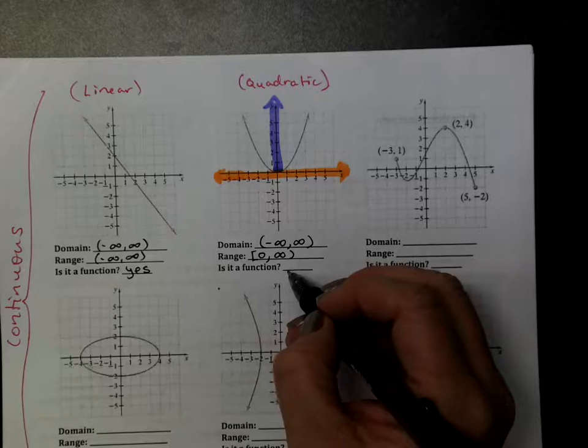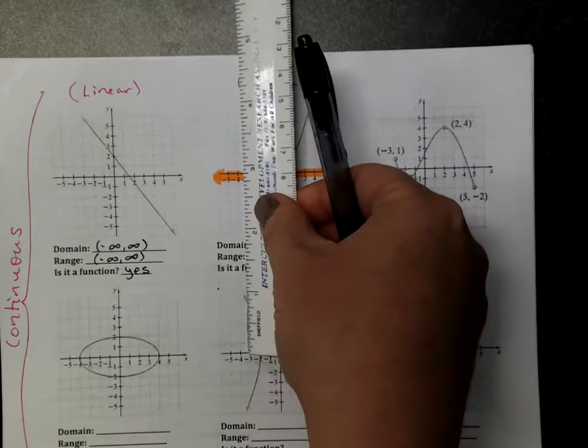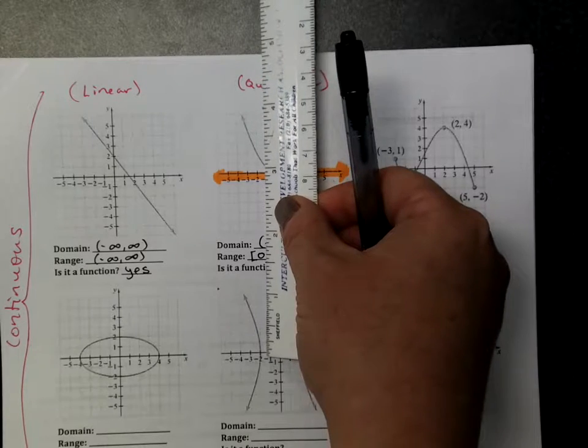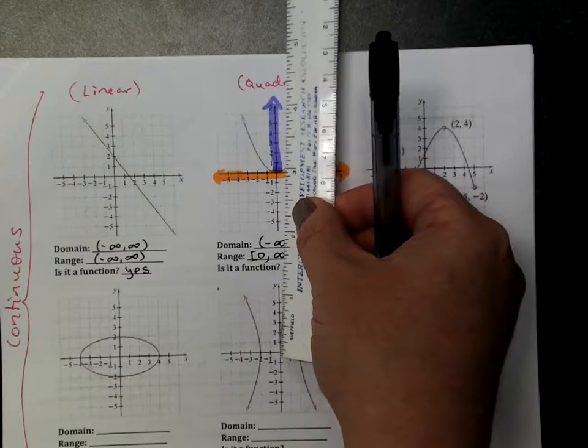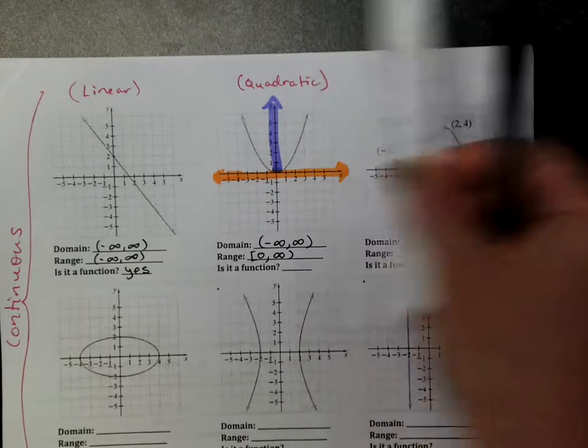Function? Yes. And it can visually pass the vertical line test. When you slide this along, it's only ever going to cross the graph in one place.